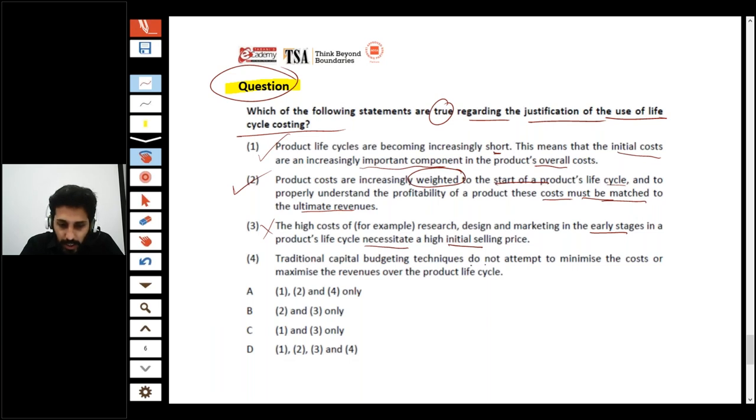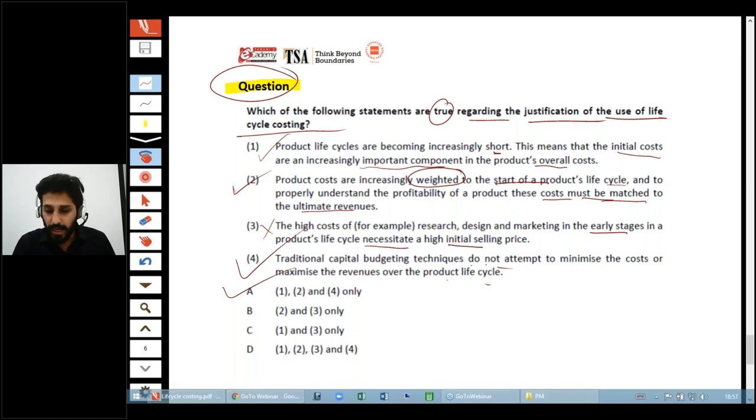Number four, traditional capital budgeting does not attempt to minimize the cost or maximize the revenue over the life cycle. The answer is absolutely yes. It's A. Why? Because traditional capital budgeting focuses on the first year result, that means one year result. But life cycle costing focuses on the entire life cycle. Right. So this was the topic of life cycle.